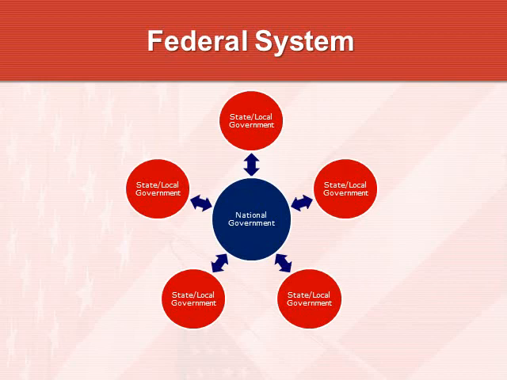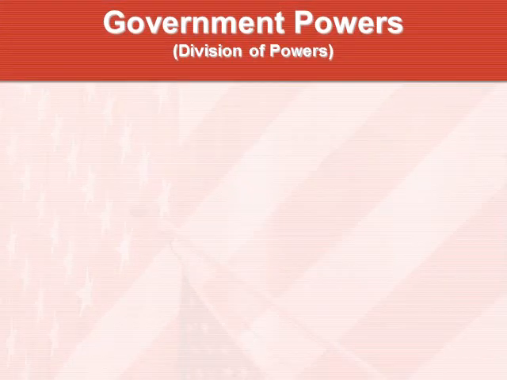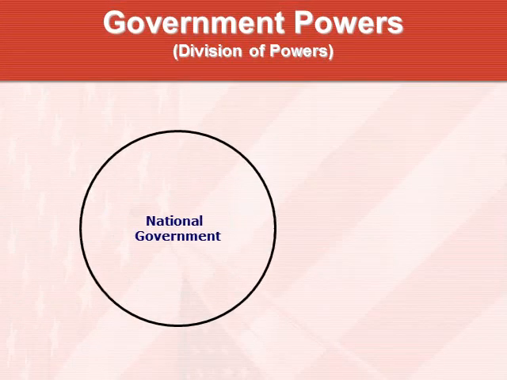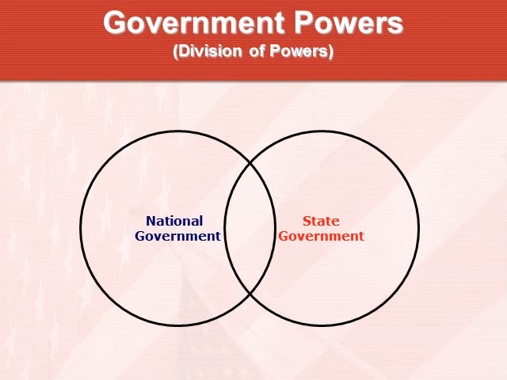Imagine, if you will, there's a national government, and surrounding it are the state governments. The national government has certain powers to itself, and the state governments are given the other powers. The lines of power go both ways. In a sense, they're sharing power. You have the national government and you have the state governments. They overlap in certain areas, but they have their own spheres of influence.